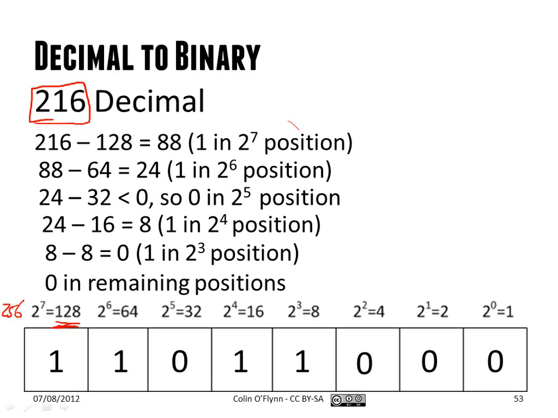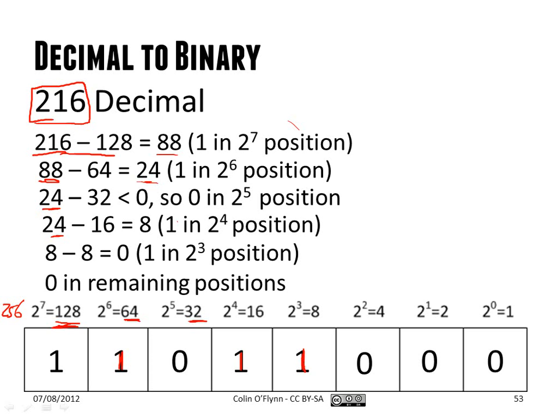So you can say 216 minus 128 is greater than 0. We get 88, so we put a 1 here. The next position is worth 64, so 88 minus 64 is greater than 0, so we put a 1 there. And we get 24. This next position is worth 32. 32 is no good to us because it's larger than 24. We can't make 24 with 32, so we put a 0 there. We try again. We have 16 here, so 24 minus 16. We can use 16. We put a 1 there. Finally, we try the 8. 8 minus 8 gives us 0, so we can use 8.